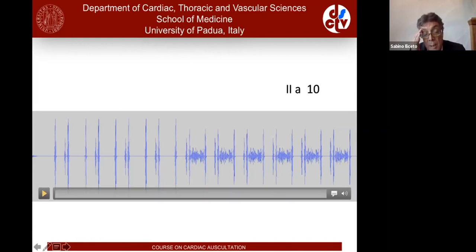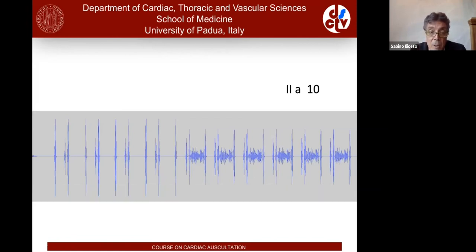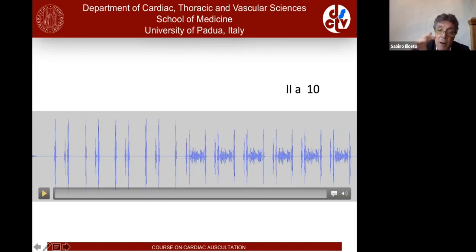Please be concentrated, avoid the noise around you, because the mitral stenosis murmur is a low frequency, low intensity murmur.